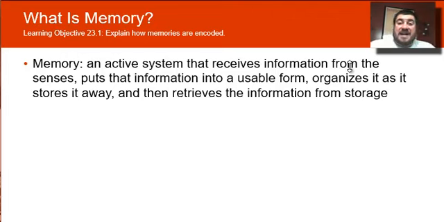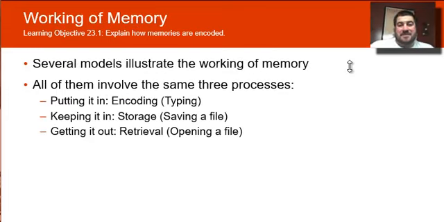First of all, if we had to define memory, we all know what memory is, but it's more difficult to put a definition to it. We'd say it's an active system that receives information from the senses, puts that information into a usable form, organizes it and stores it away, and then retrieves the information from storage. So it sounds a lot like a computer, and that's exactly how you can think of it. Memory is like a computer, which happens to have memory.